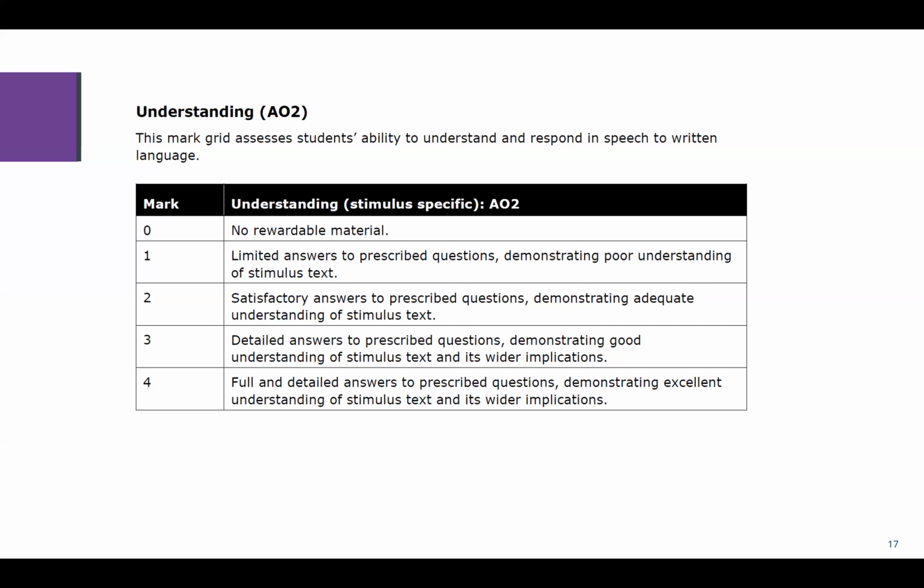It says it's full, detailed answers to the prescribed questions, and they understand very well the stimulus and also its wider implications. The wider implications come more in questions 3 and 4. So that one, if they've thought about this quite carefully, that could be a relatively accessible 4 marks.